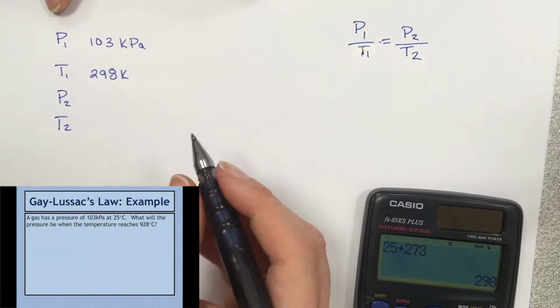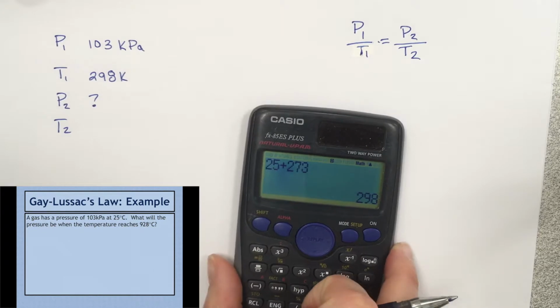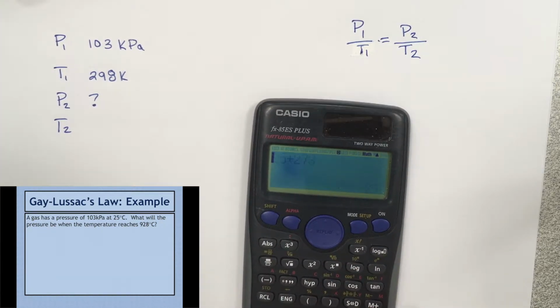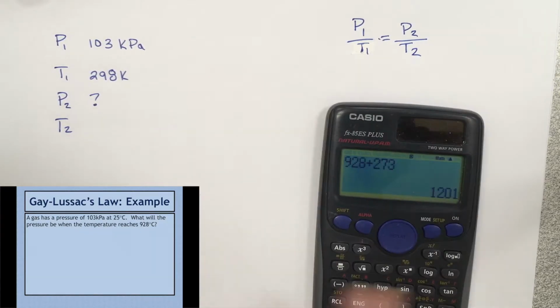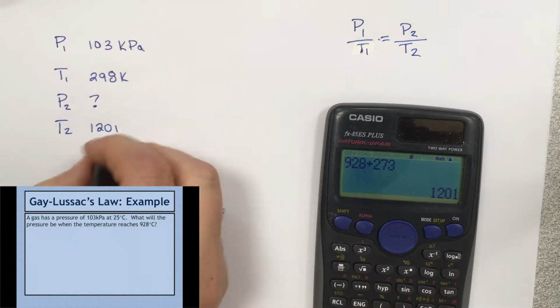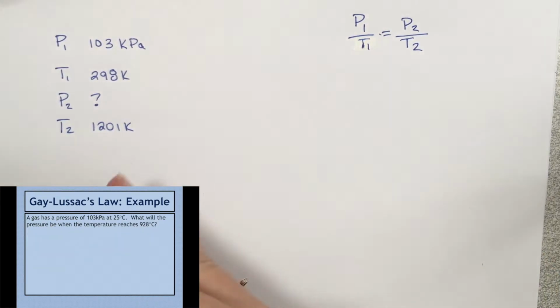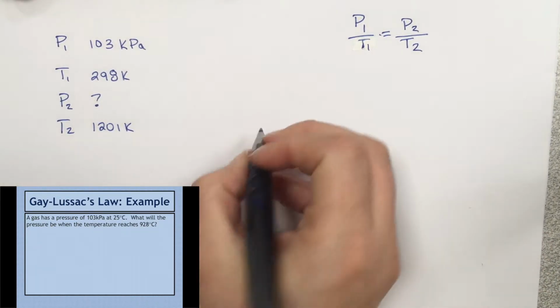Okay, and then what will be the pressure? That's actually our unknown, the variable we're going to have to isolate in the equation. If they increase the temperature to 928 degrees Celsius, that's a lot. So 928 plus 273 will be 1201 Kelvin. So now we just plug everything in and be done with it.